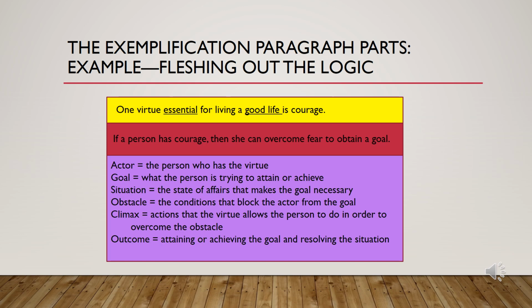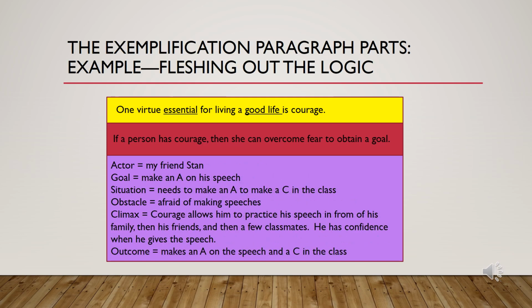Now, let me move on to show you an example that I've put together from my memories of a friend of mine, and I think it'll help illustrate how to do this. Going back to our topic sentence and our reasoning, how the virtue works, let's put it all together. One virtue essential for living a good life is courage. So, if a person has courage, then she can overcome fear to obtain a goal.